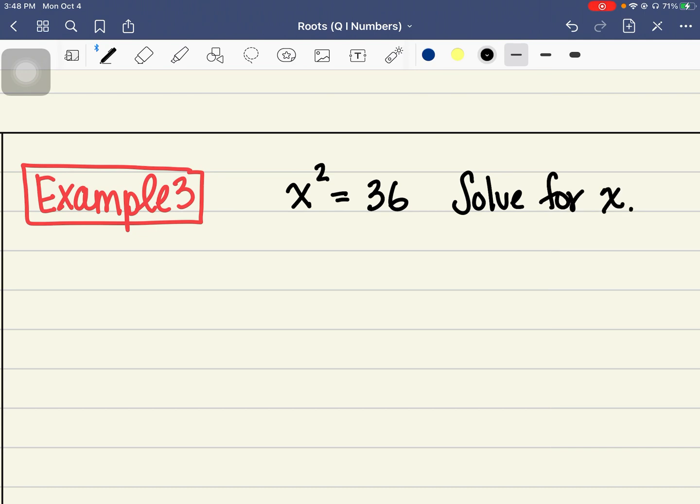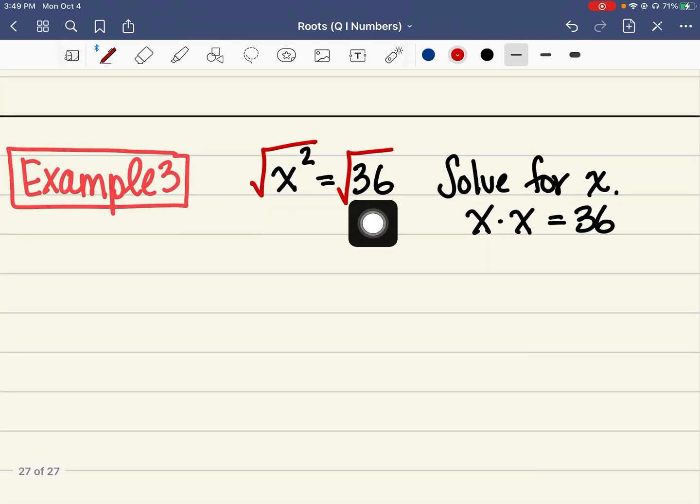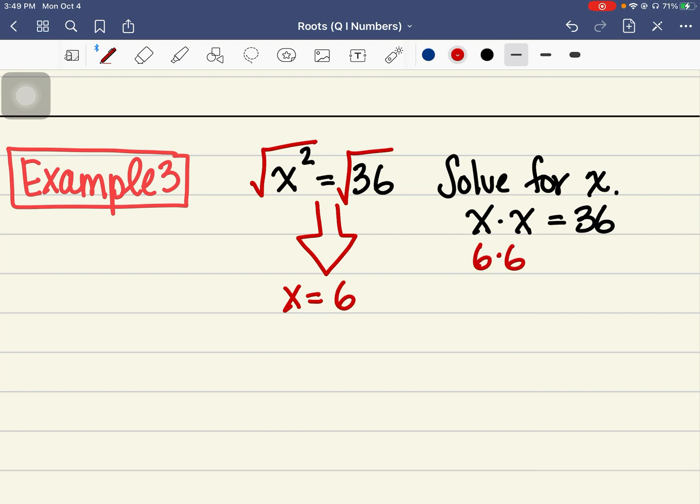Well, what we're really thinking about here is x times x is equal to 36. So what number times itself equals 36? That's what we're looking for. Well, all we need to do is square root both sides, because it's an equation. Whatever you do to one side, you have to do to the other. So x is equal to 6 times 6. So x is 6, but don't forget, it could also be negative 6 times negative 6.